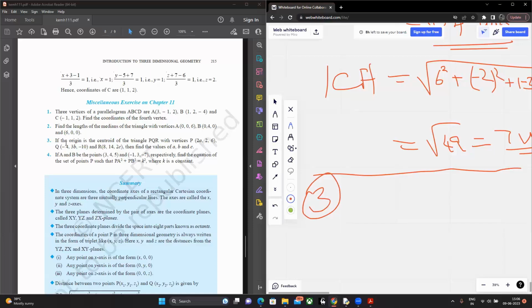Question number 3. The origin is the center of the triangle PQR with vertices P of 2a, 2, 6. Wait a minute. What is this? P of 2a, comma, 2, comma, 6.